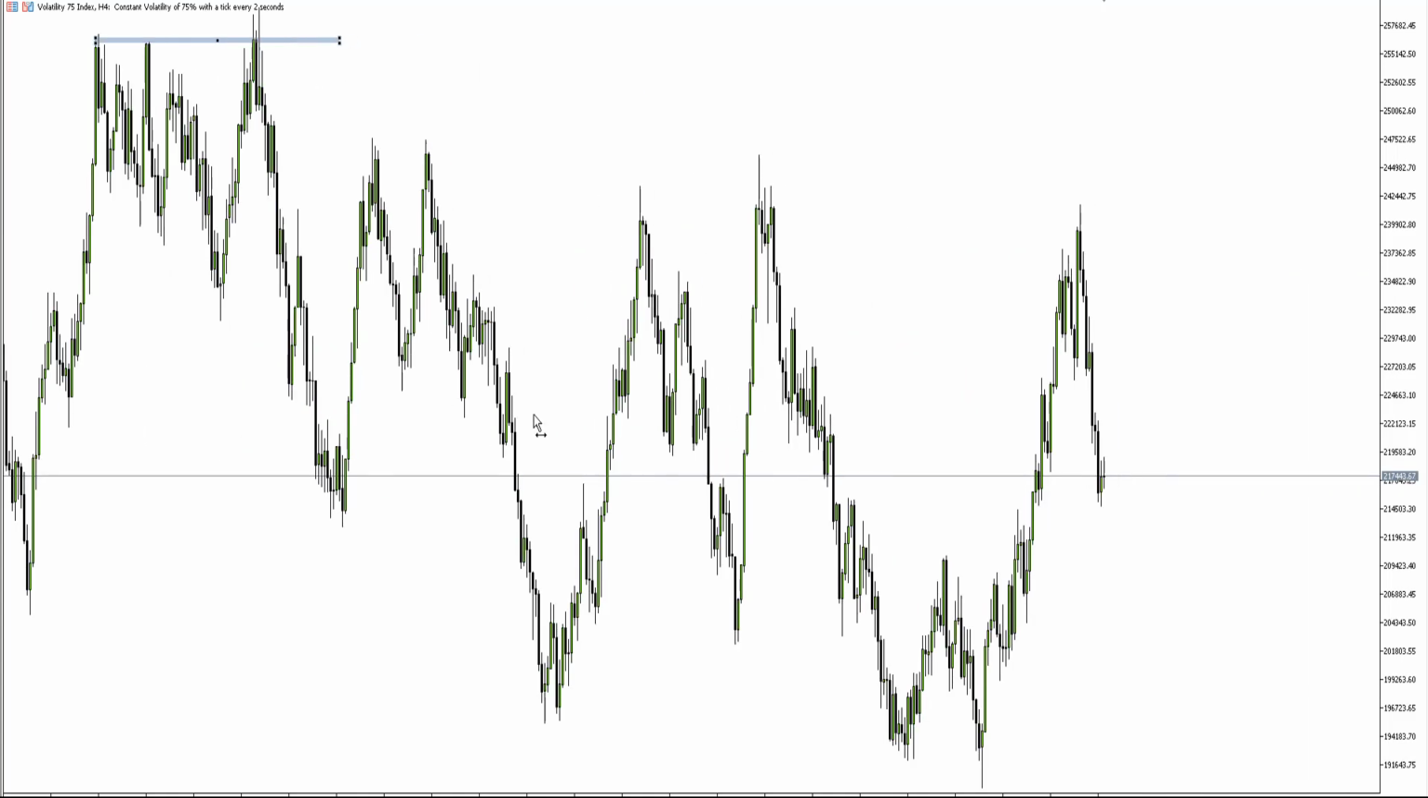Now, why am I showing you this? I'm showing you this because you need to know what price is doing precisely. Now, looking at the most recent price action, the last thing price did was that it cleared liquidity above here.